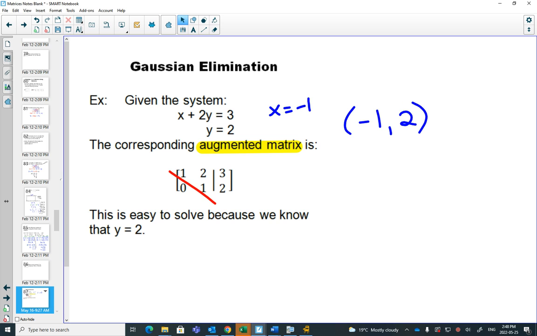If we wrote this as an augmented matrix, so an augmented matrix puts your coefficient matrix and your solution matrix together, separated with a straight line there, sort of where your equal sign is, we notice that we got a 0 in the bottom left-hand corner. And if you have a 0 in the bottom left-hand corner, it's pretty easy to solve because you know that y is equal to 2, and then you could substitute back in. This is Gaussian elimination. Our job is to try to get a 0 in that bottom corner.